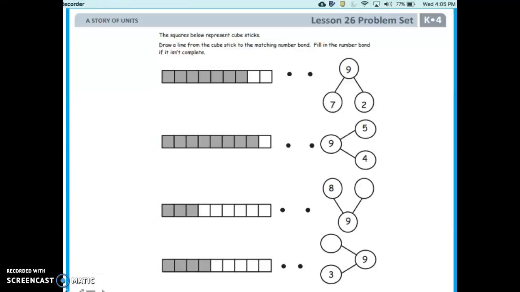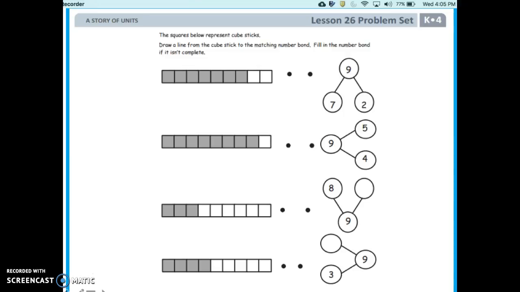Hi Stallions, this is Module 4, Lesson 26 Problem Set, and you are going to be working with these cube sticks today to determine which number bond is going to match the cube stick train.